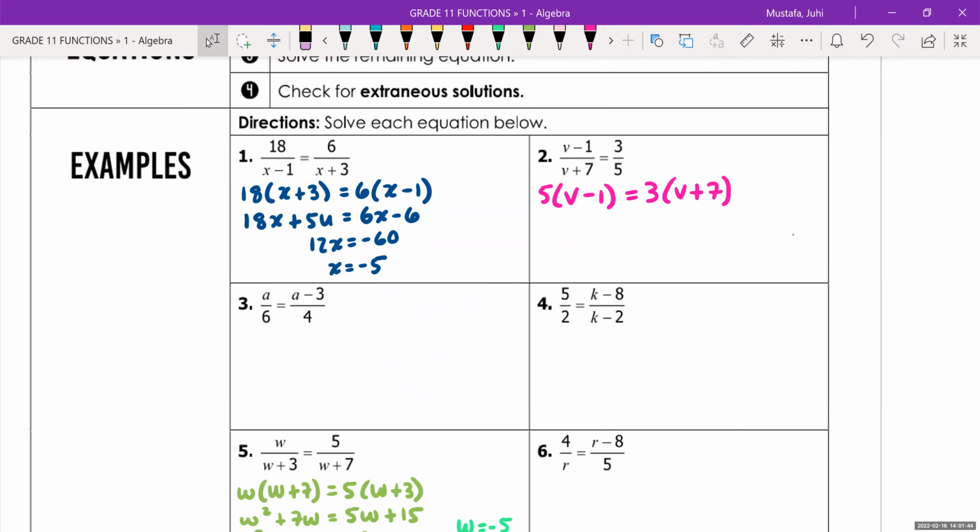Okay, and now this is just back to grade 9. We're going to distribute. We're going to move our v's to one side, our numbers to the other side, and we're going to solve. So this will give me 5v minus 5 is equal to 3v plus 21. 5v minus 3v is 2v. 21 plus 5 is 26. We divide both sides by 2, and we end up getting 13.